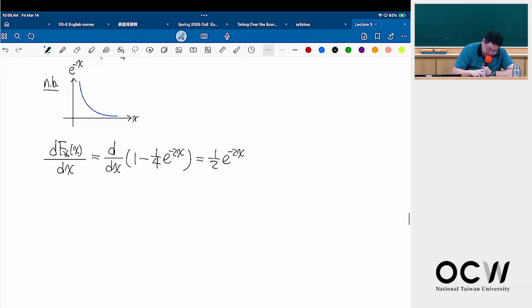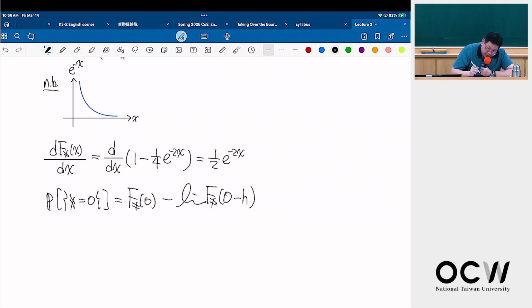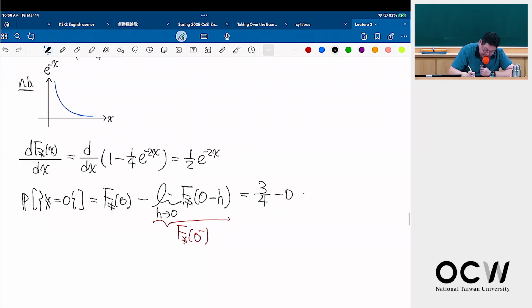So first, when x equals 0, it should be the CDF of x at 0 minus the CDF of some point on the left, and then h goes to 0, so they approach the origin, also 0 from the left. So you have 3/4 minus 0, you get 3/4.